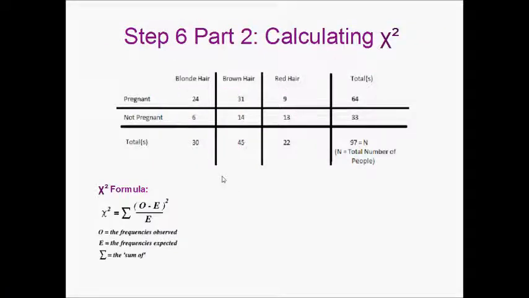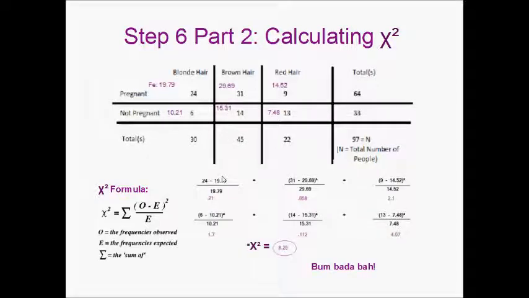we're going to actually calculate the chi-square statistic. So you need the frequency expected in order to do this for each of the cells. The formula for chi-square is going to be the sum of the observed minus expected, squared, divided by the expected frequency. So how do we do this?